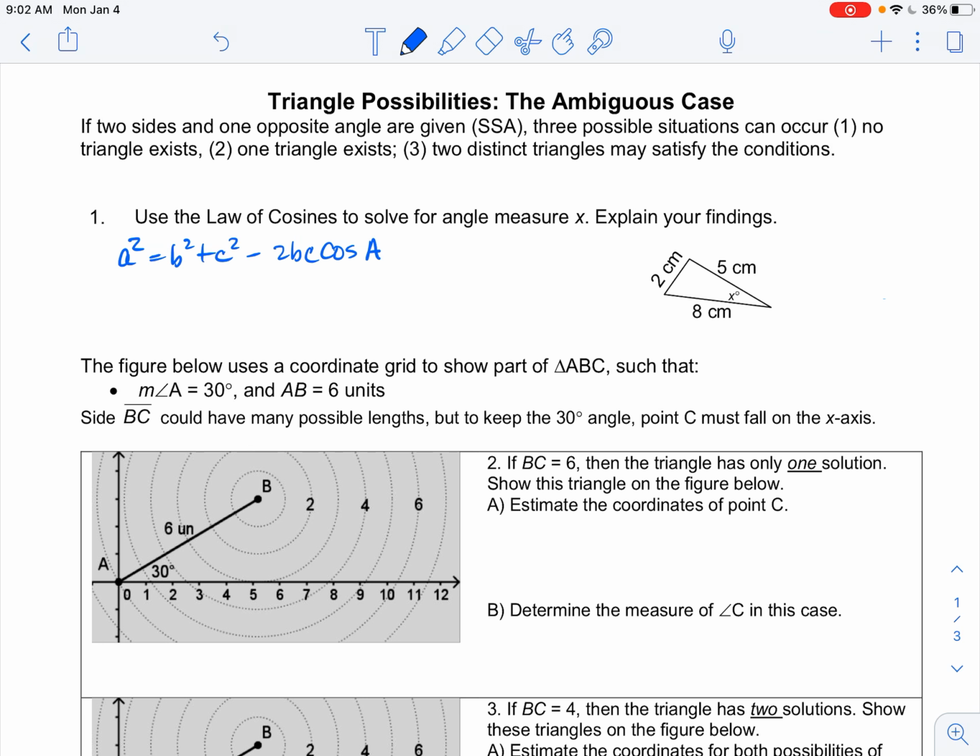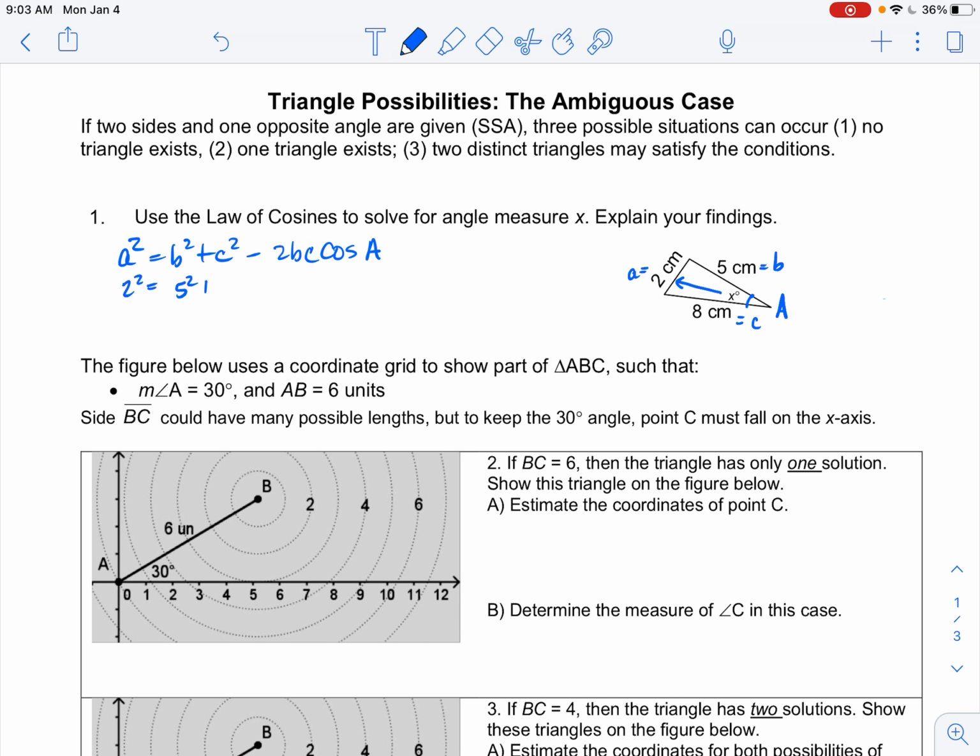In problem number 1, it says use the law of cosines to solve for angle measure x and explain your findings. So I've written down one of the versions of the law of cosines, and I'm going to label my triangle based on it. If I'm looking for angle A, I'll identify that as A. That means little a is going to be across. B and C don't really matter, so I'll identify B as 5 and C as 8. Let's make some substitutions into the formula and then solve for our angle.